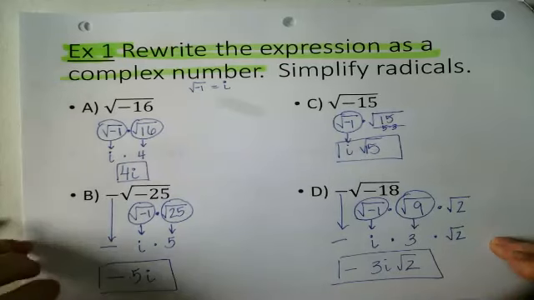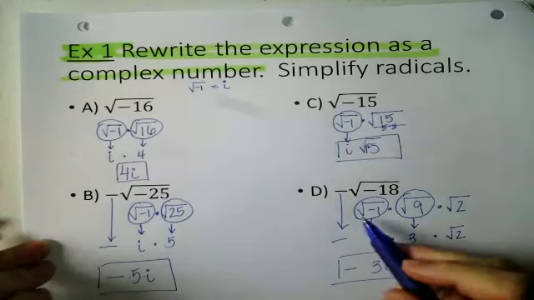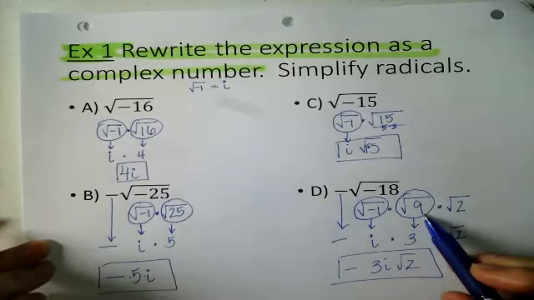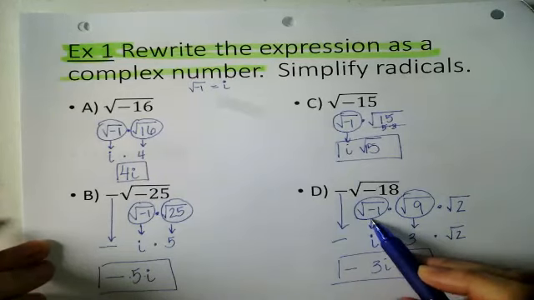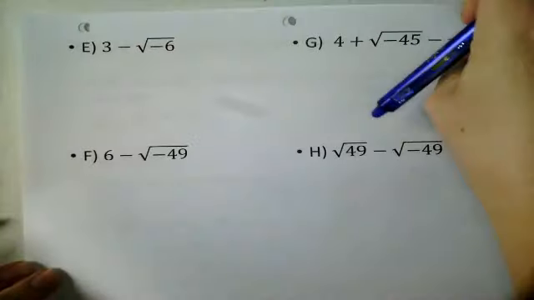Okay, so that is simplifying complex numbers, just pulling things apart, looking for perfect squares, looking for i's, and going from there. All right, let's try some more.